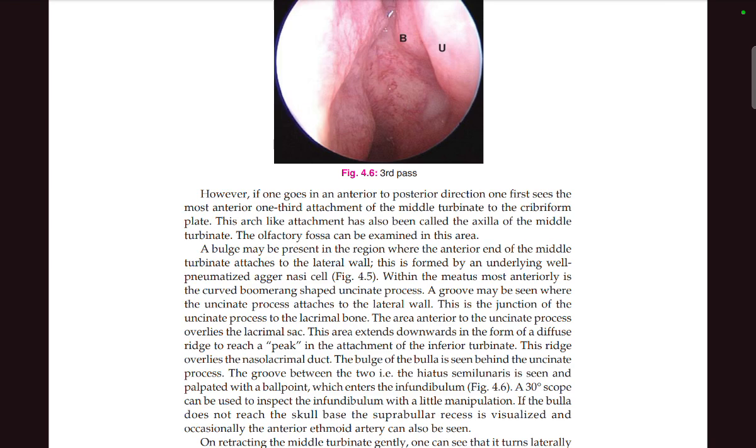The bulge of the bulla is seen behind the uncinate process. The groove between the two, that is the hiatus semilunaris, is seen and palpated with a ball point, which enters the infundibulum. A 30-degree scope can be used to inspect the infundibulum with a little manipulation. If the bulla does not reach the skull base, the suprabullar recess is visualized and occasionally the anterior ethmoidal artery can also be seen.